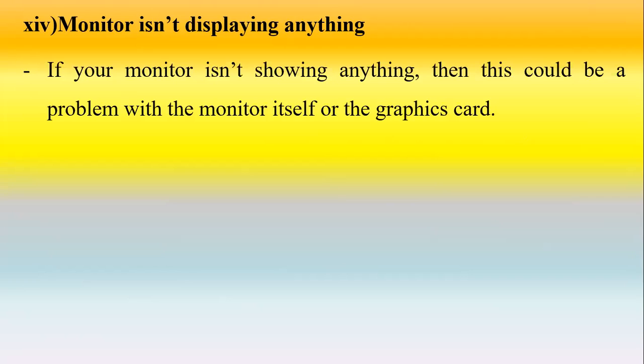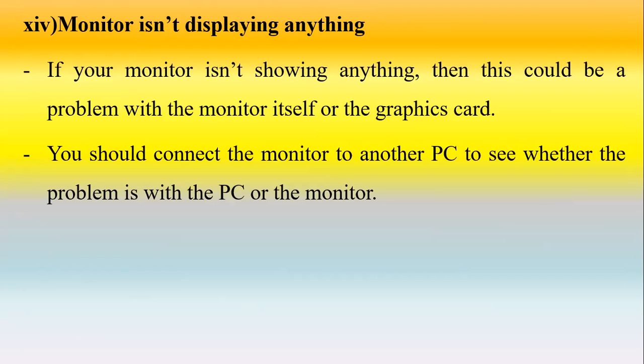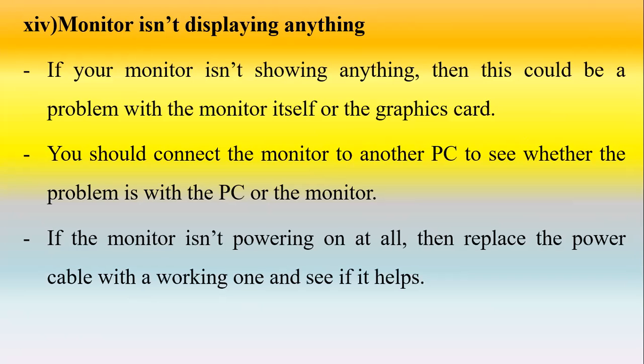Pressing the auto adjust may show the display for a few seconds. You can use this to your advantage and adjust the color while pressing auto adjust. Number 14 is monitor not displaying anything. If your monitor is not showing anything, then this could be a problem with the monitor itself or the graphics card. You should connect the monitor to another computer to see whether the problem is with the PC or the monitor. If the monitor is not powering on at all, then replace the power cable with a working one and see if it helps.